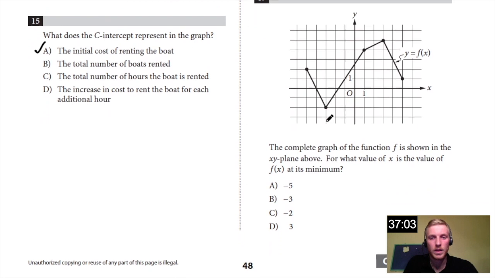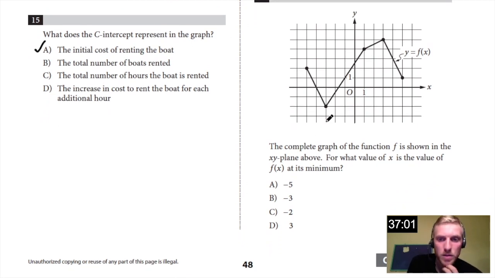Okay, 17, another graph. The complete graph of the function f is shown in the xy plane. For what value of x is the value of f of x at its minimum? So f of x we can think of as the y value. We see that the minimum value of f of x occurs here. And what is our x value at this point? Let's see, so we have minus 1, minus 2, minus 3. So at x equals minus 3, we have our minimum value of f of x.